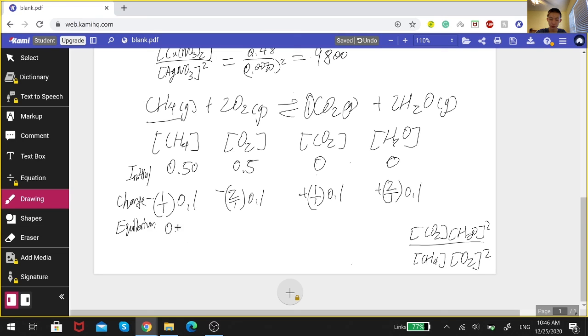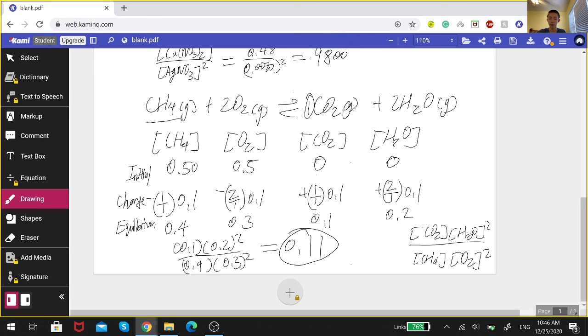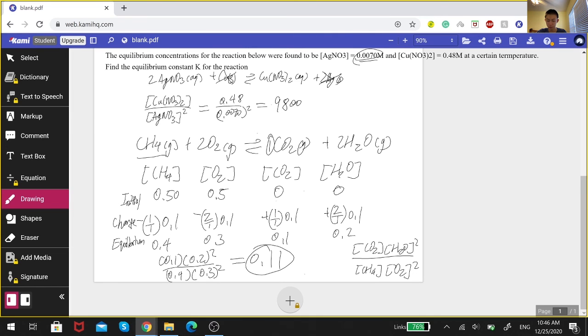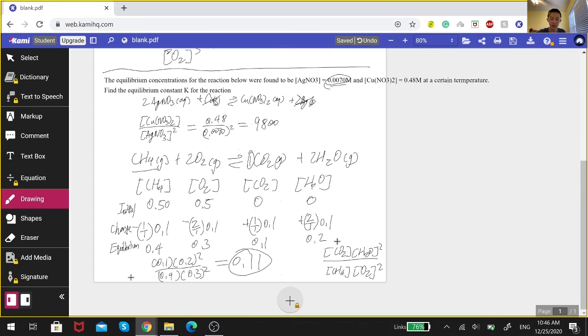So 0.5 minus 0.1 is 0.4 at equilibrium. 0.5 minus 0.2 will be 0.3. 0 plus 0.1 is 0.1, and 0 plus 0.2 will be 0.2. Now we just plug all of these values into our formula, which should get us 0.1 times 0.2 squared divided by 0.4 times 0.3 squared, which should equal 0.11. And that is our equilibrium constant for this reaction. And just to be more specific, this is Kc.